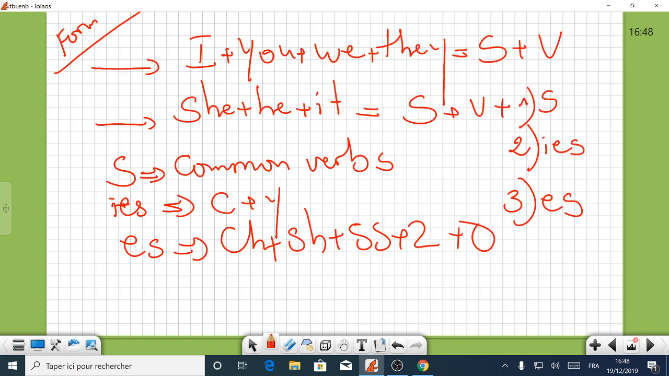So next, to sum up, the form of the present simple. When we have I, you, we, and they, we don't have any change for the verb. We add just subject plus verb. And when we have he, she, and it, we have subject plus verb, and we have three changes: s or ies or es. The first one, s, is with common verbs, the majority of verbs. We say, for example, she listens, she walks, etc.